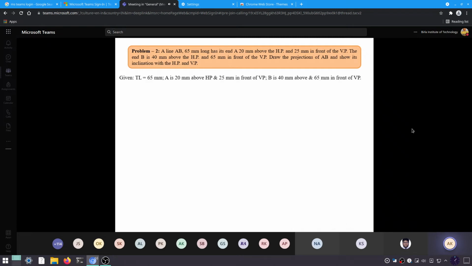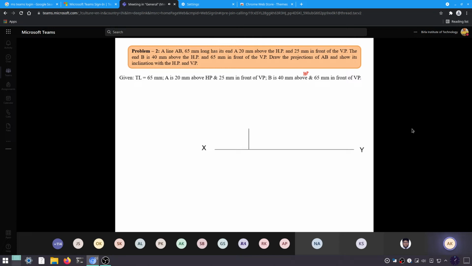So let's draw our XY line. Again, you don't have to write the steps. So this is given: true length is 65 mm, A is 20 mm above HP and 25 mm in front of VP, whereas B is 40 mm above and 65 mm in front of VP. So it is above HP. Is it fine?